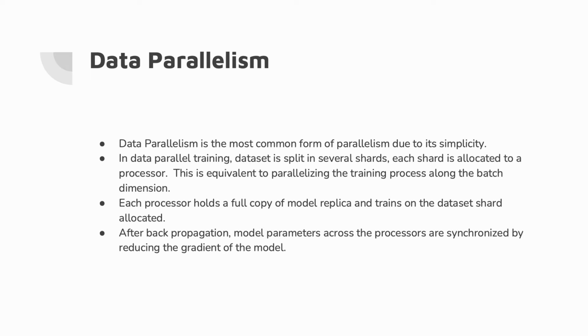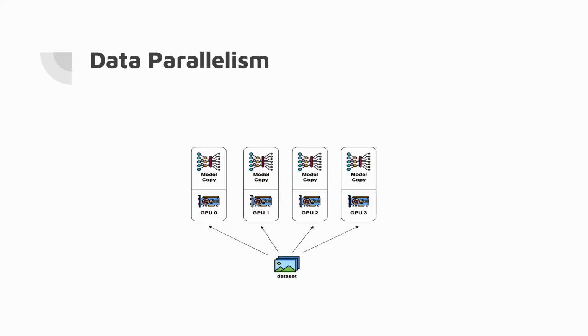So each processor holds a full copy of the model replica and trains on the data set shard allocated. After the back propagation, model parameters across the processors are synchronized by reducing the gradient of the model. Here in this diagram you can see a data set is divided across 4 GPUs, and each GPU has a full copy of the model and a part of the data set.